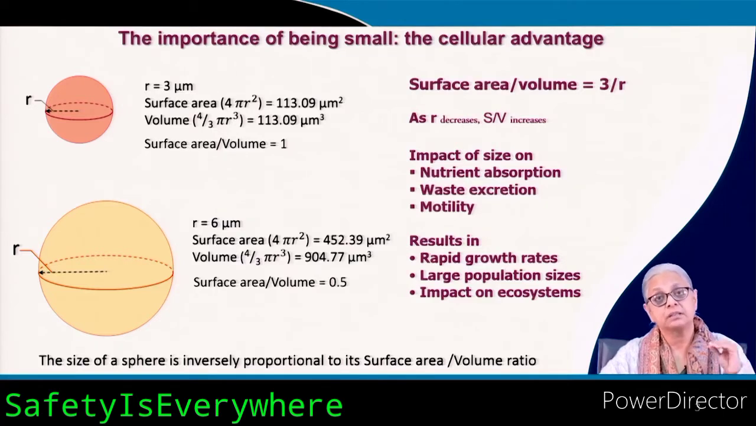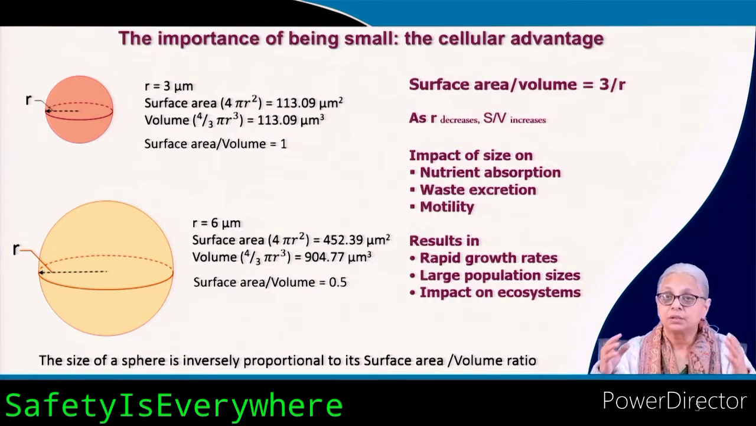So if the nutrients in the environment are available, the growth rate is very rapid, and this will result in large population sizes. If you think about municipal wastewater, it has millions to billions of cells per ml. Imagine the number of cells that are able to exist on the nutrients available in the wastewater. So the population sizes are very, very large, and they have a very strong impact on the ecosystems.